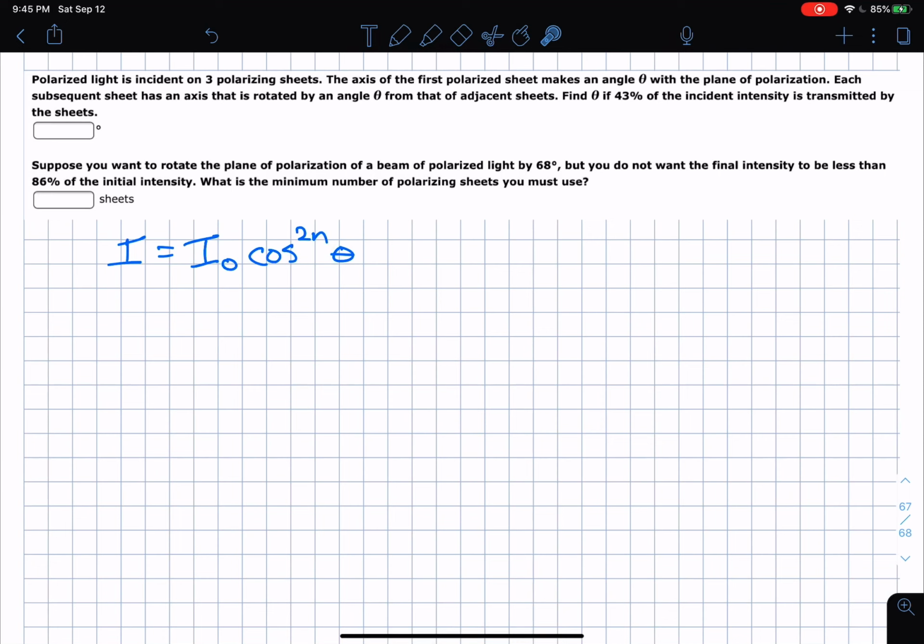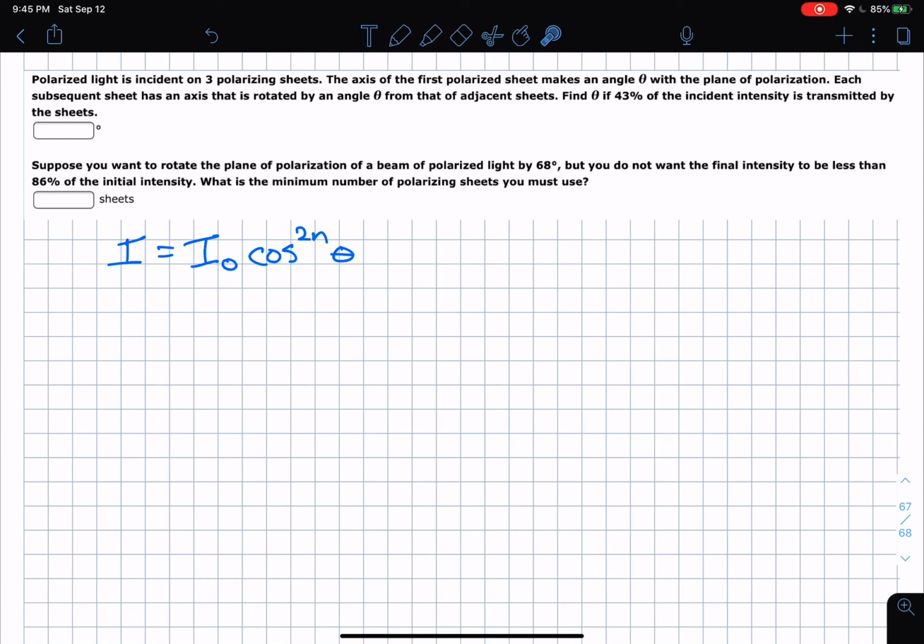And the important thing is it's the same for all of them. If it wasn't, it'd still be solvable, it would just be more complicated. But we're not going to get into that. We're keeping it simple. They all have the same angle, so we can use this formula just once. And again, it keeps it pretty straightforward. So 43%, it says 43% of the incident intensity is transmitted.